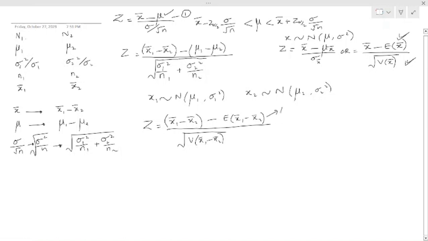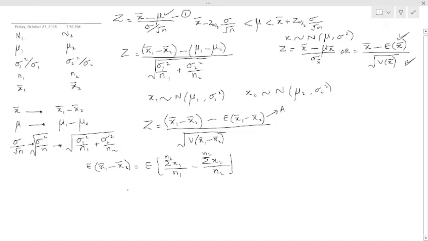Now, considering this factor A, expected value of x1 bar minus x2 bar can be written down as summation x1 added up to n1 terms divided by n1. So what I have done, I've just written down the formula for x1 bar. Similarly, this is the minus sign between the two terms. We can write down this as well, the second term.